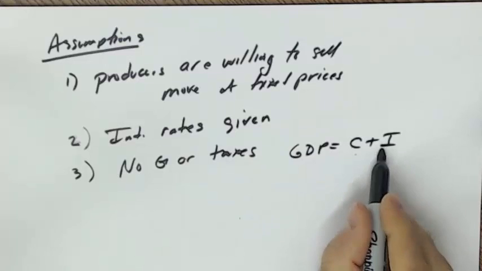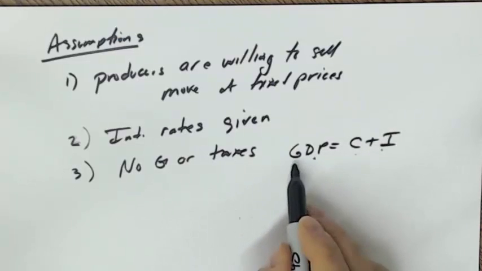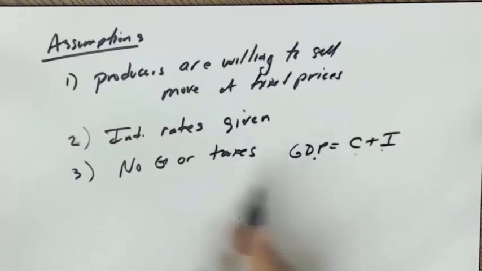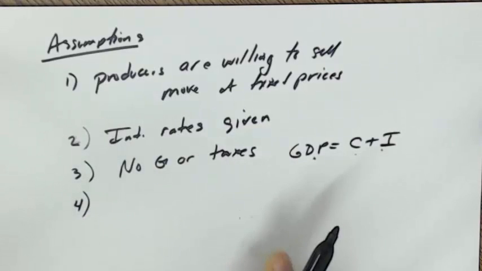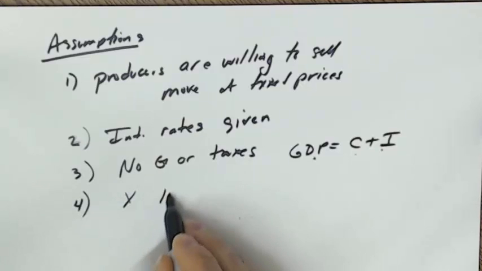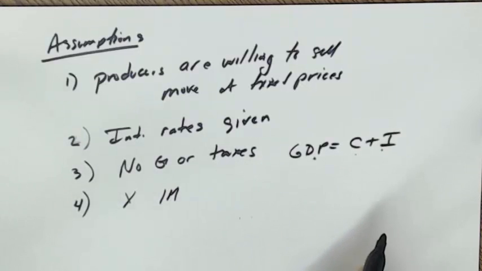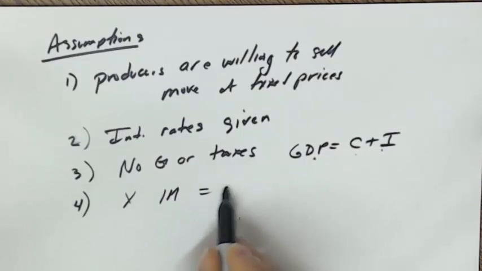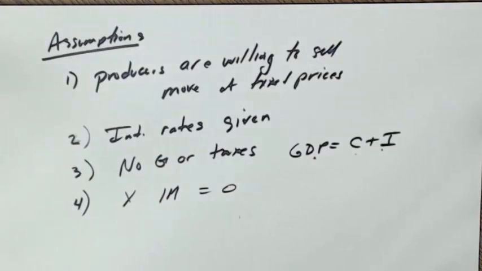These are the expenditures. This is the output. And this is the income for this chapter. Fourth, in this chapter there are no exports and no imports. So exports and imports are 0.